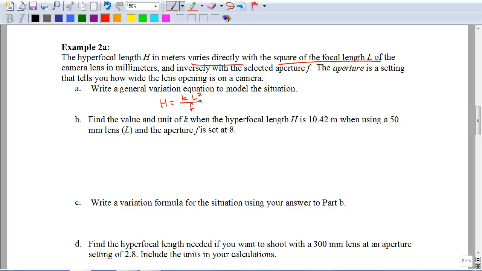So now they're going to give us some data, so that way we can figure out what k is. That's part B. It says we're going to find k when h is 10.42 when using a 50 millimeter lens. That's your value for L. And the aperture f is set at 8. So we're going to plug these numbers in. So it's going to be 10.42 equals k times my L squared. Don't forget to apply the exponent. That's a common mistake that you'll see people make. So don't forget to apply the exponent, and divide by 8.